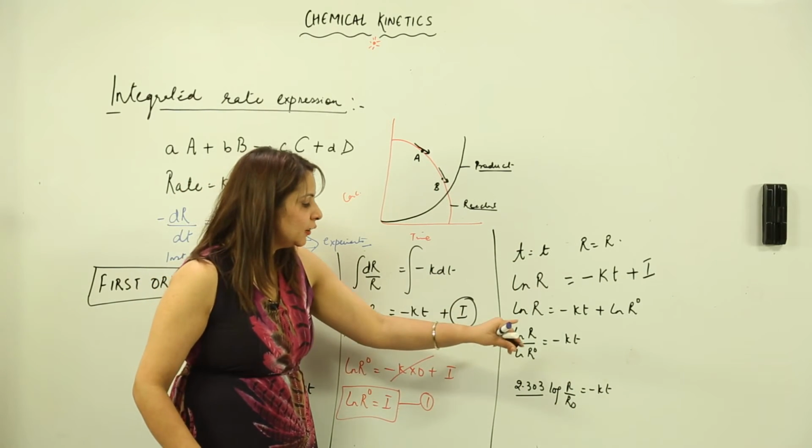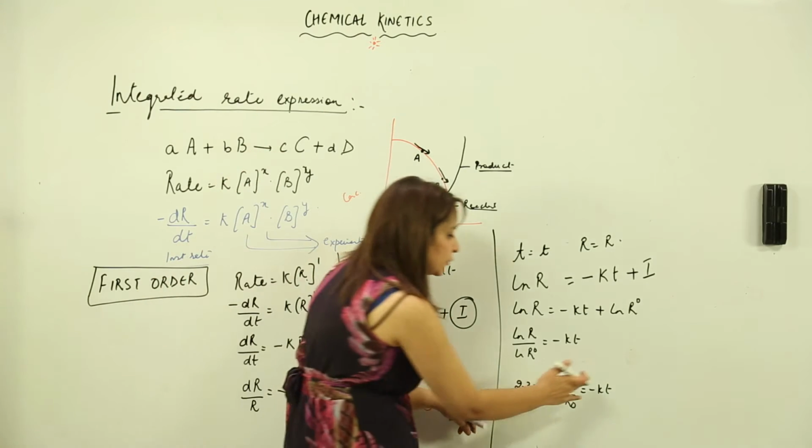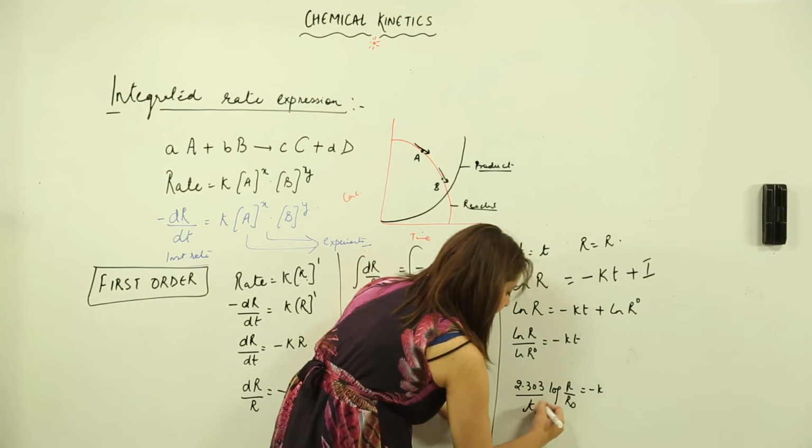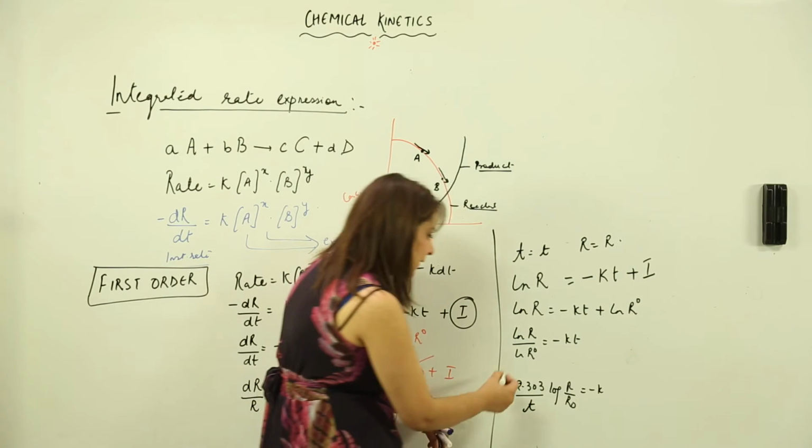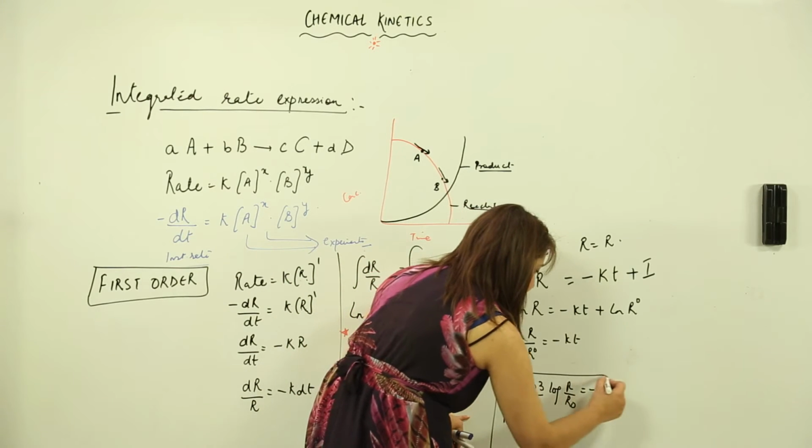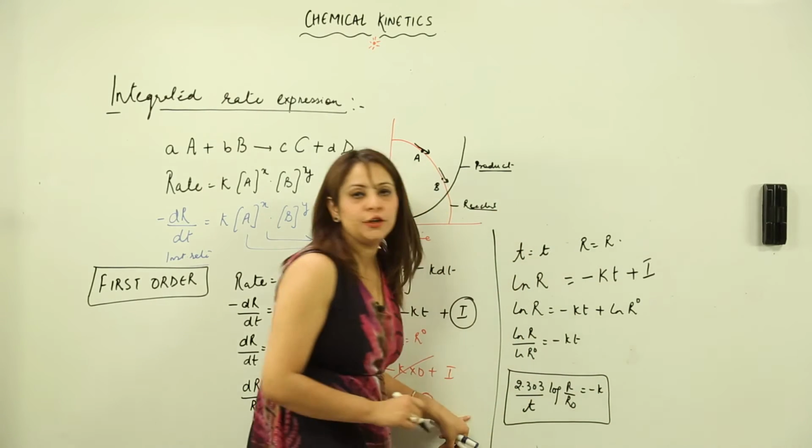Now I can just move t from that side to this side. So I am just doing that. I am going to write t here, right. So this is the integrated rate expression for the first order reaction.